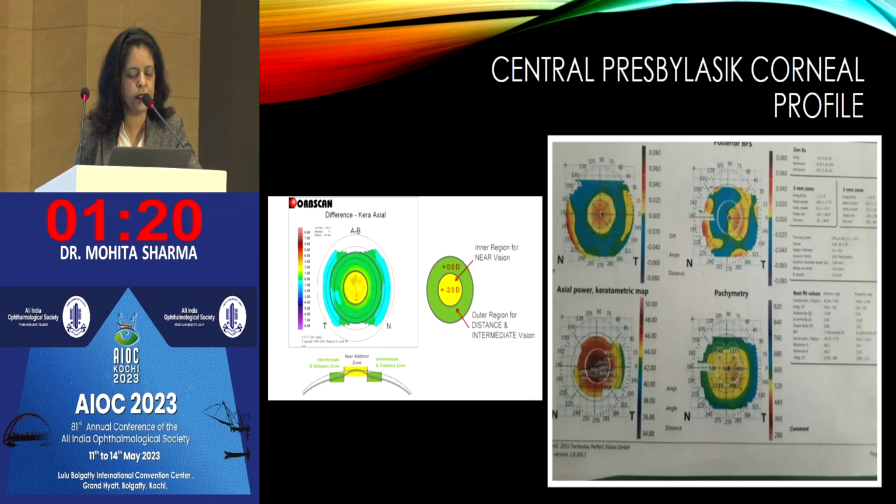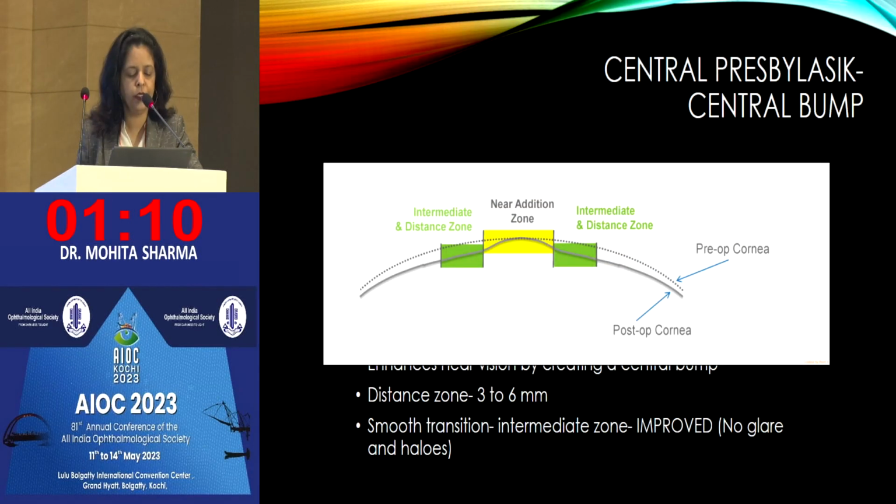As you can see, the center is reddish, and in the center we create a hyperpositive area, a small bump, and so this center works for near vision. When the patient views for near, the pupil constricts, so it's the central 3 millimeters near zone which becomes more active. When the patient is viewing for distance, the pupil dilates, and so it's the 3 to 6 millimeters zone which becomes more active, and in between there is a smooth transition.